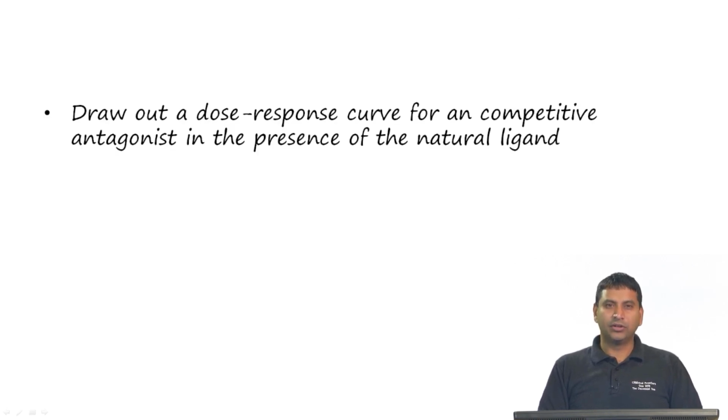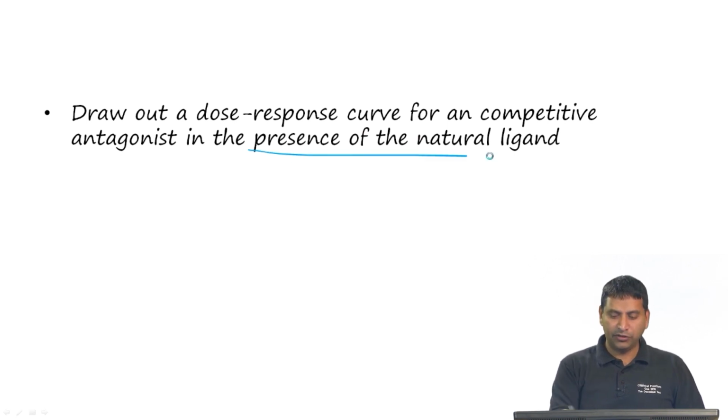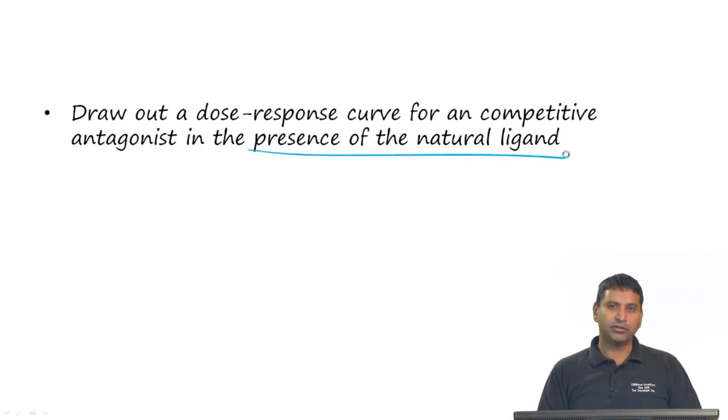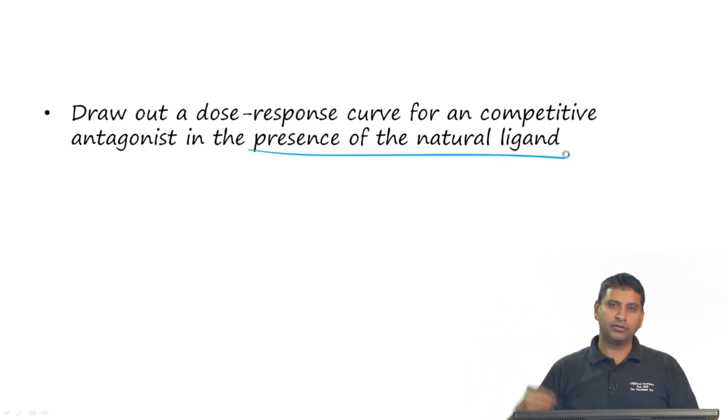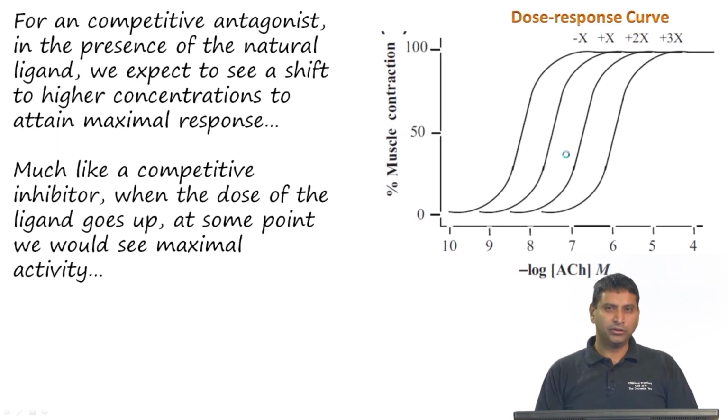So, the next question is, draw out a dose response curve for a competitive antagonist in the presence of the natural ligand. That means it is not a fixed concentration of the natural ligand, but you vary the concentration of the natural ligand and keep the competitive antagonist at a fixed concentration, but you can vary it. For a particular experiment, you will have a fixed concentration, for the next experiment, you will have a higher concentration. So, this is how it looks.